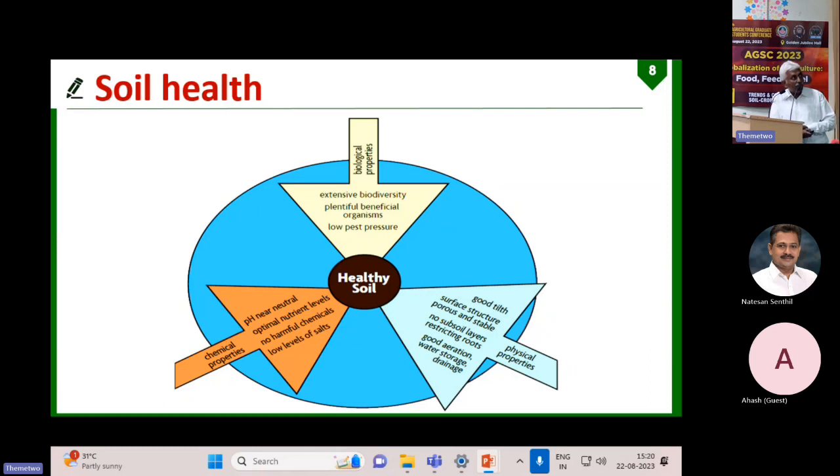If we come to the biological means, there should be extensive biodiversity. That means there will be a greater amount of essential microorganisms and also beneficial organisms. There should be less pest pressure, such as soil-borne diseases and pests. Then only can we say that the soil is healthy.